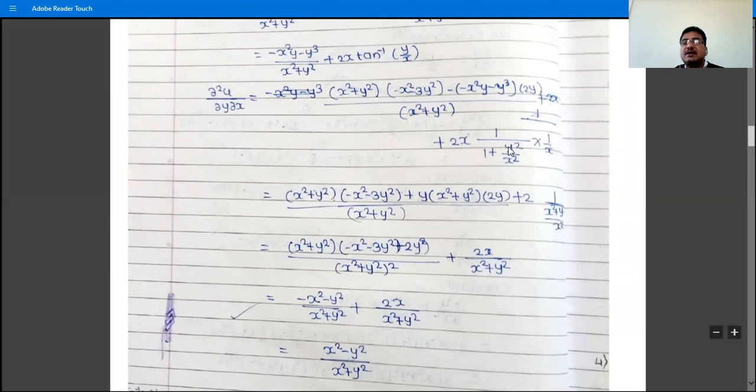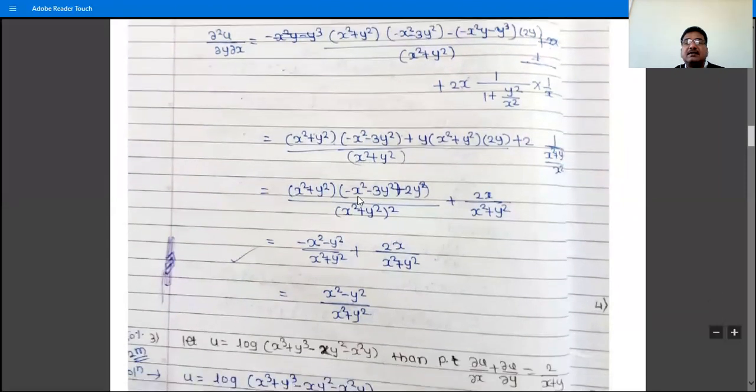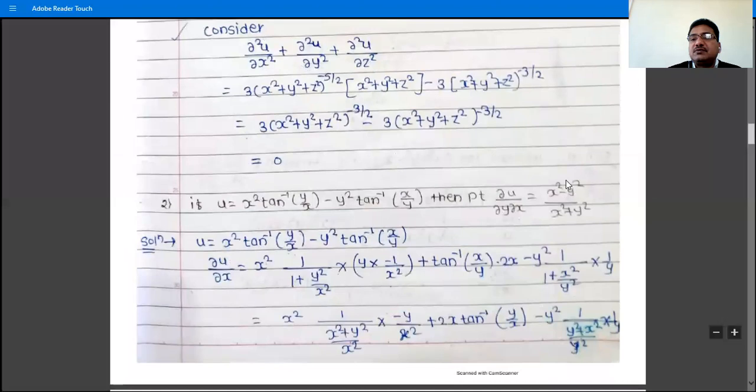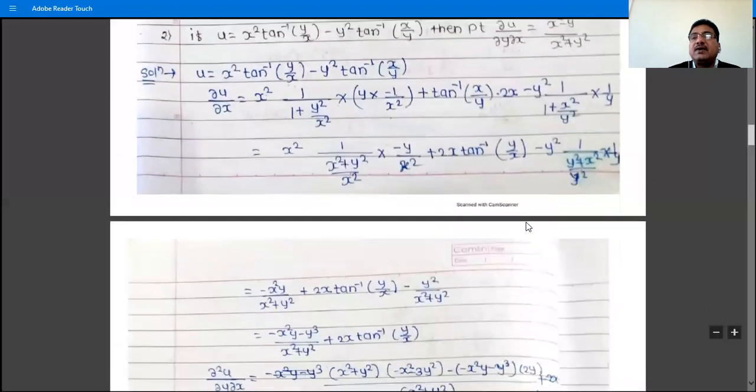Right here 2x square by x square plus y square, because this 2x divided by x get cancelled, and the LCM is x square plus y square, so x square goes at numerator. Then take x square plus y square as common factor, and one factor x square plus y square gets cancelled. So we have x square plus y square at the denominator, and this is the term minus x square minus y square, and this is 2 plus 2x square, and then plus 2x square minus x square becomes x square minus y square. So this is the answer of this del u by del y del x.